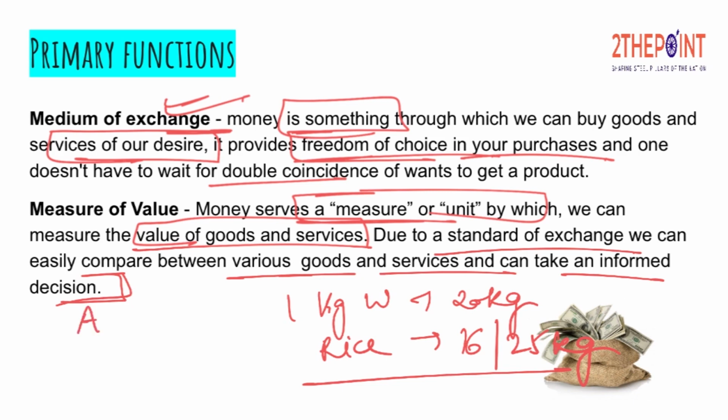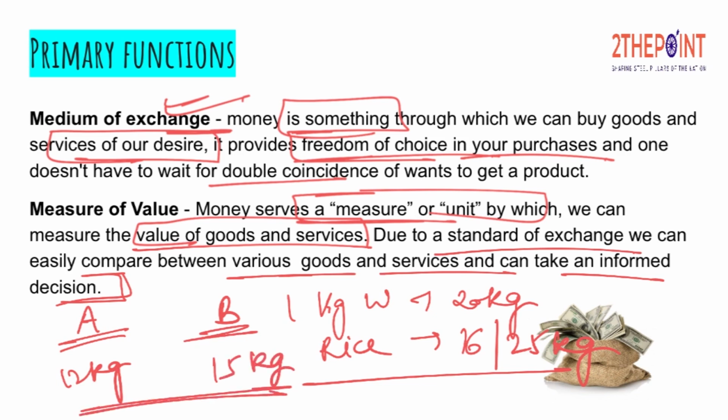Let's suppose there is shop A and shop B. A is offering rice at 12 rupees per kg, and B is offering it at 15 per kg. Now you have a common unit in which you can compare why this person is offering at 12 rupees per kg and this one at 15 per kg, and accordingly you can take the decision. I hope this is clear.